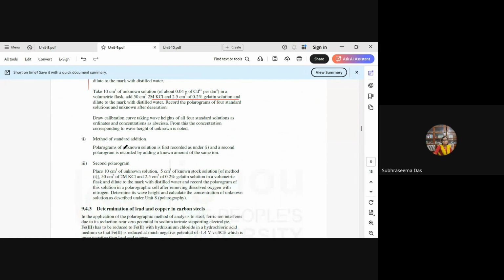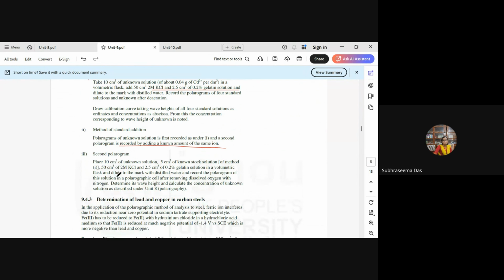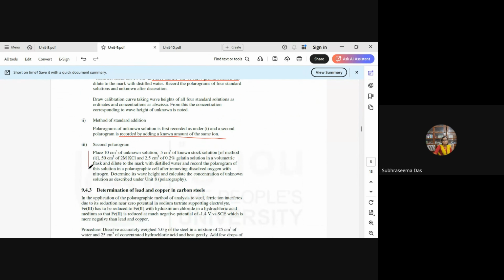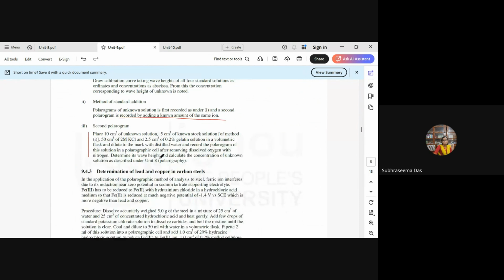Then comes the method of standard addition. Here the polarogram is first recorded as before, and the second polarogram is recorded by adding a known amount. Then the second polarogram is obtained by this process, and hence by comparing we can find out the height and calculate the concentration.